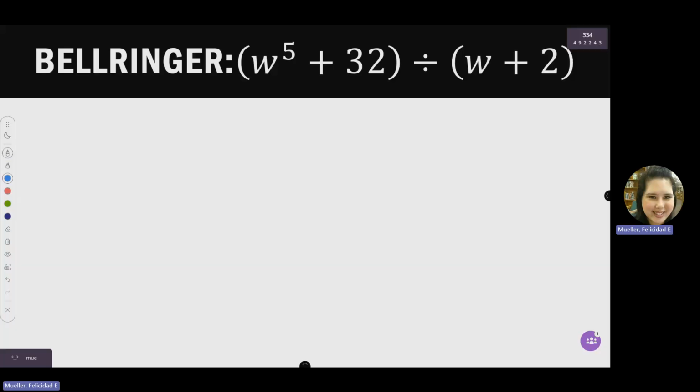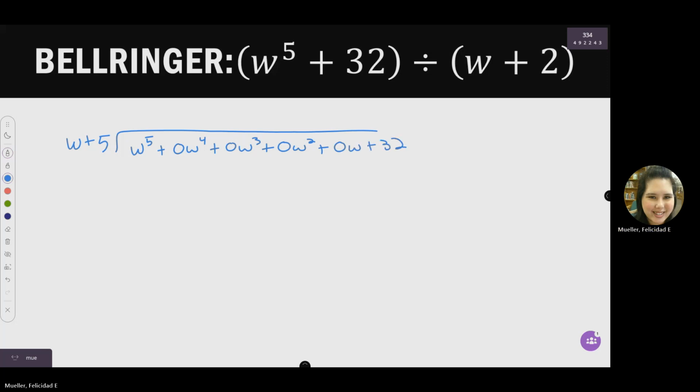Division. So this was the Bellinger question in class. I want you to go ahead and try it yourself using the lesson from last time for long division. In this one, you should notice we have lots of missing terms. So we have w to the 5th plus 0w to the 4th plus 0w cubed plus 0w squared plus 0w plus 32. There are lots of missing terms that I want you to try out. So pause it, give it a shot, but we're going to get ahead.